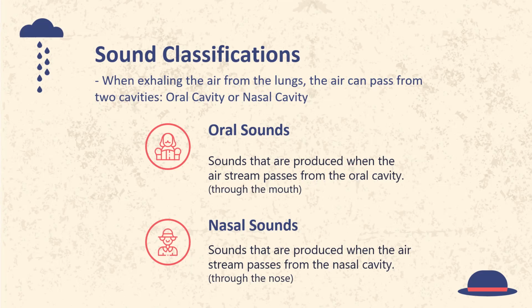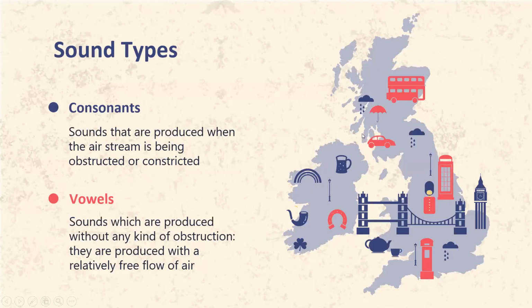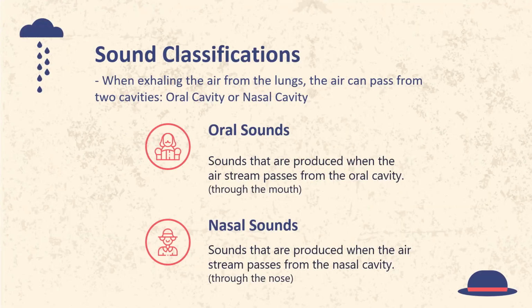Oral sounds are produced when the air stream passes through the oral cavity, through the mouth. Nasal sounds are produced when the air stream passes through the nasal cavity. So I think they are really simple: oral sounds, the air passes from the mouth, and nasal sounds, the air passes through the nose, or the nasal cavity. This is really simple. These are the classifications. We have two classifications: the oral sounds and the nasal sounds.